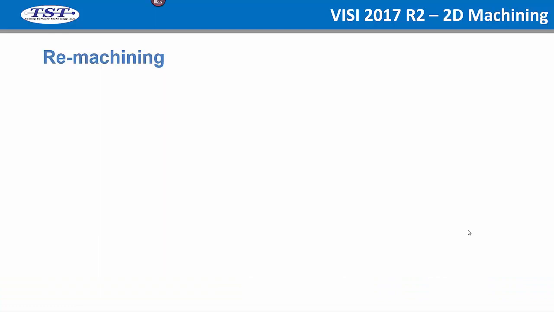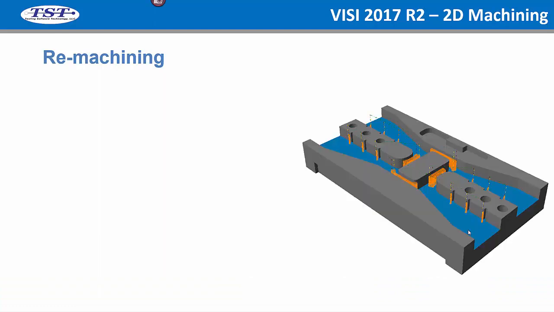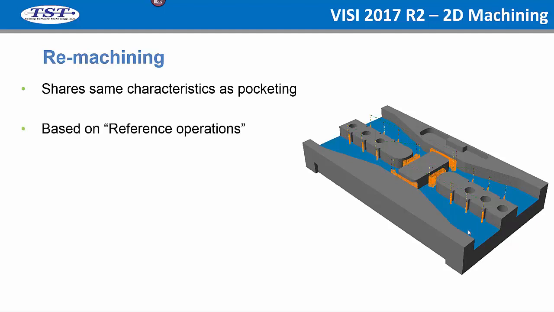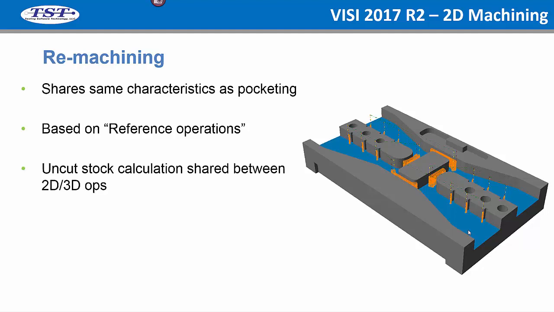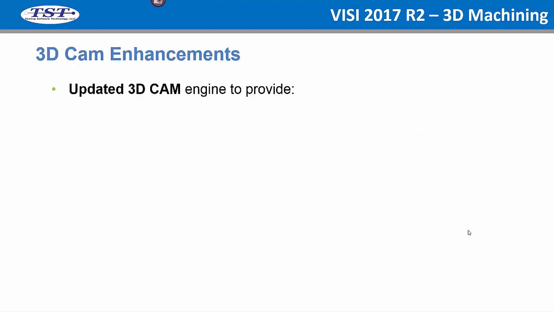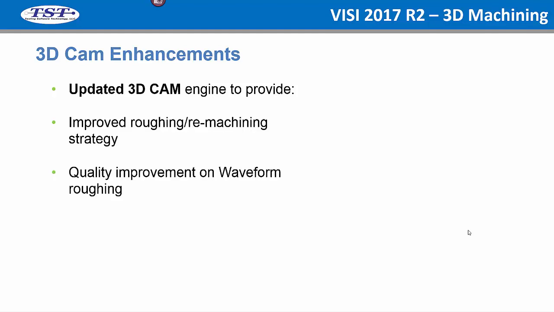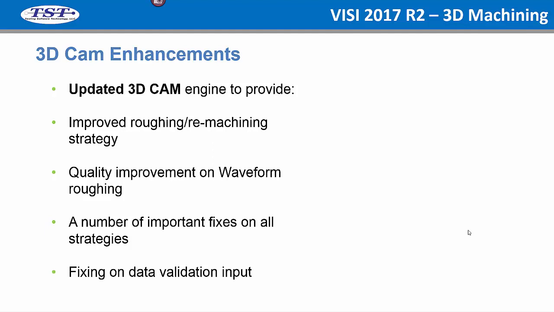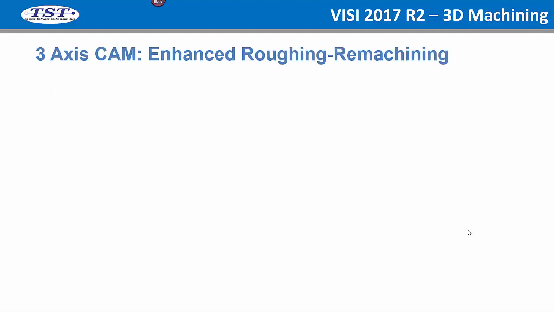So let's take a look at remachining. So remachining has been improved here. Has the same characteristics as pocketing, based on reference operations as well. And uncut stock obviously can be shared between 2 and 3D ops, which is awesome. Updated 3D CAM engine to improve the roughing and remachine strategy. Quality improvement on waveform roughing. A number of important fixes on all strategies. Fixing on data validation input as well.